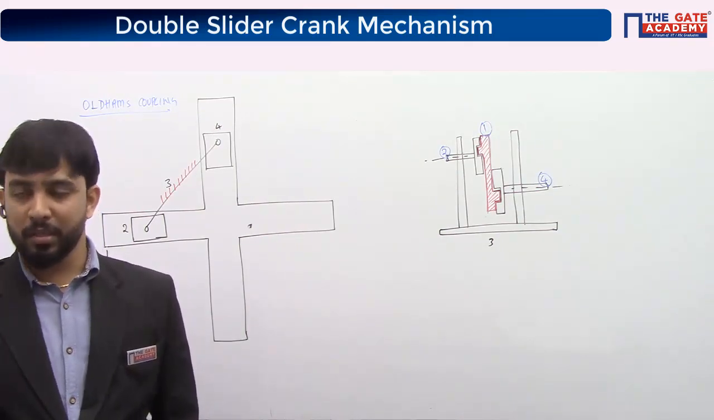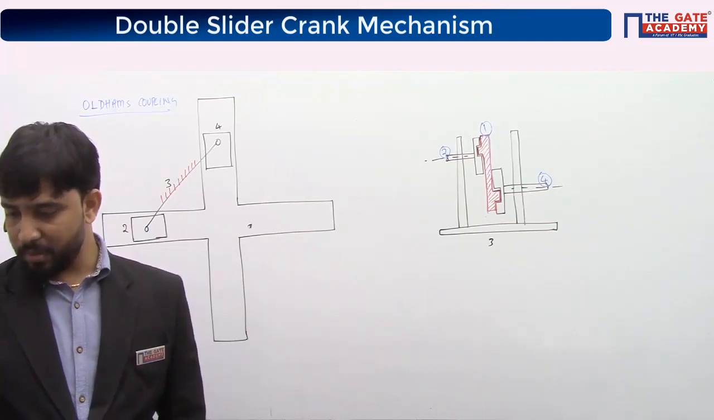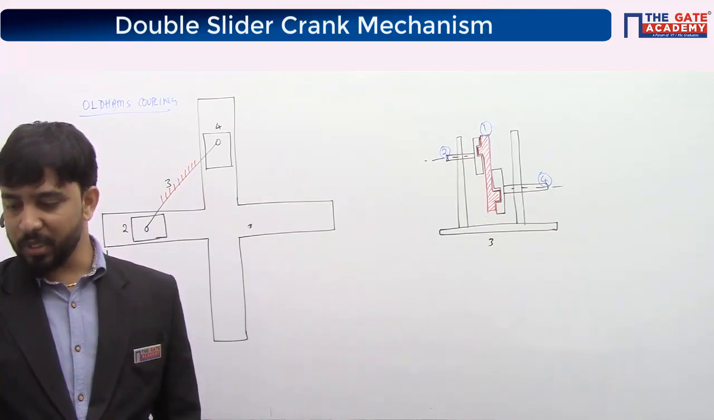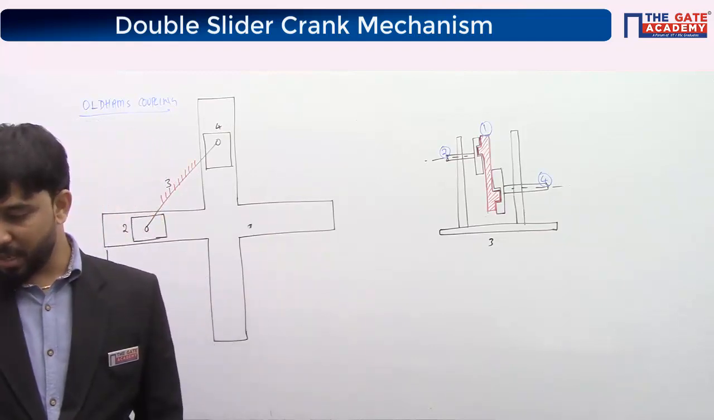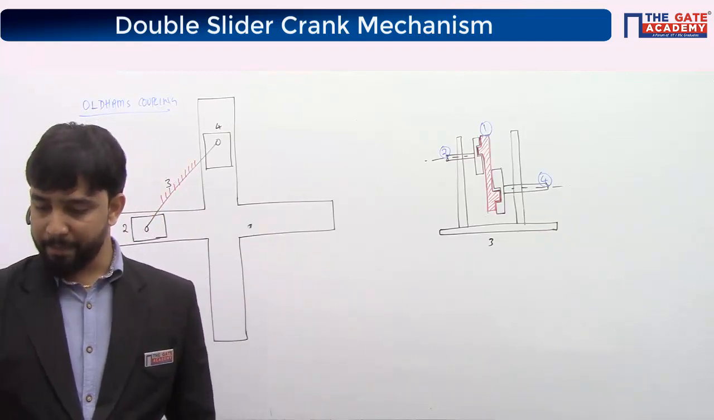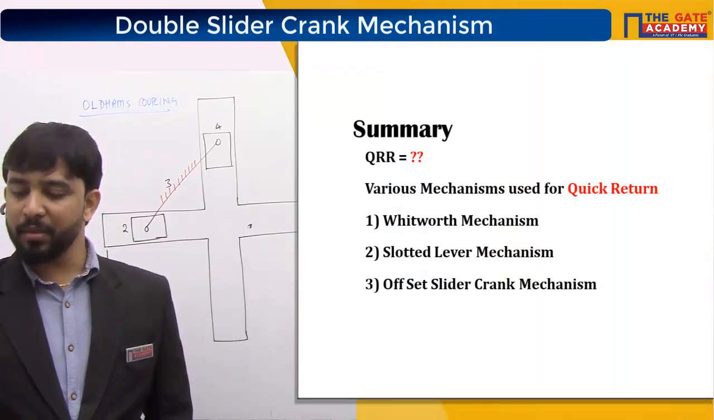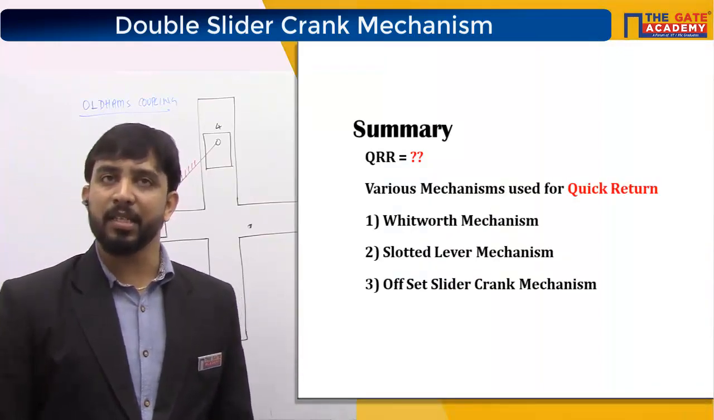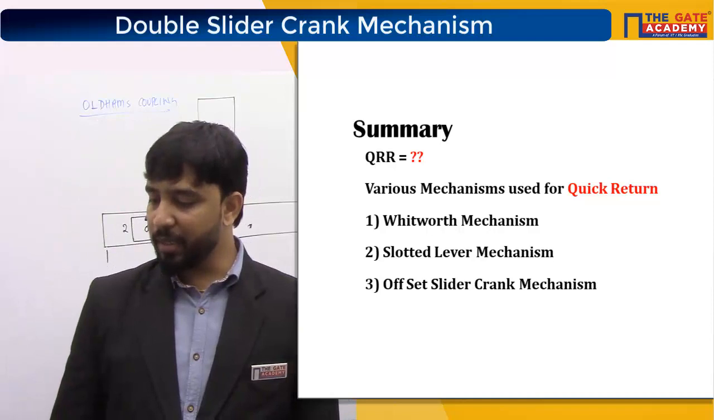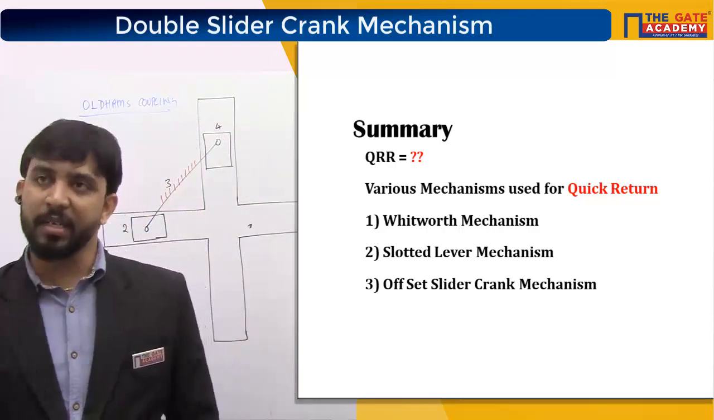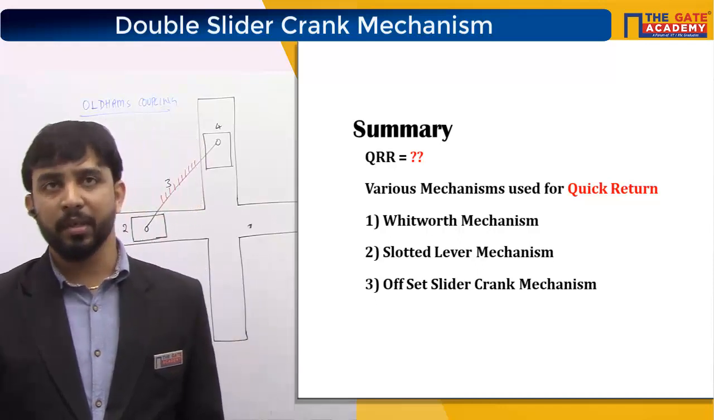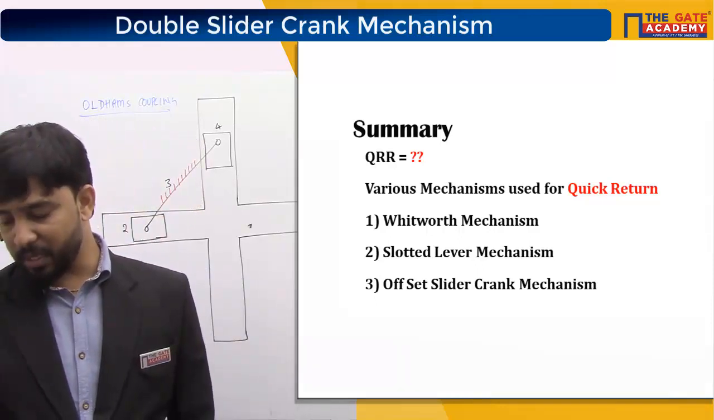Okay, this is the third inversion. These are the different inversions. There is no fourth inversion here. The fourth inversion is exactly the same as your second inversion. And if you look at this one, you know what is quick return ratio, right? There are three quick return mechanisms: Whitworth mechanism, slotted lever mechanism, and offset slider crank mechanism. It's a very important point, okay? Many times there were questions in many exams.